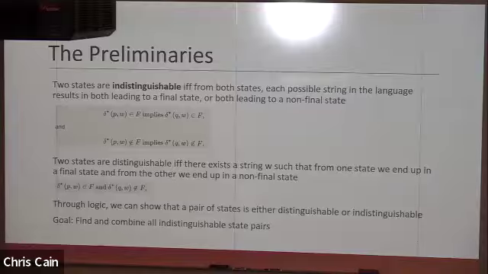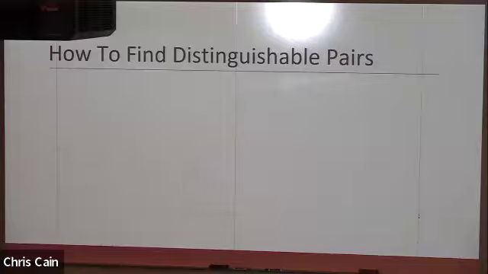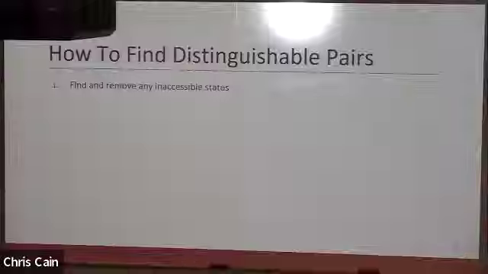All right. How do we actually go find distinguishable pairs? First thing we need to do is find and remove any inaccessible states. How could we do that algorithmically? We have a DFA. This isn't something you can look at necessarily. This is now a program that you would want to write to say, we want to find and remove inaccessible states. Algorithmically, how could we do that?